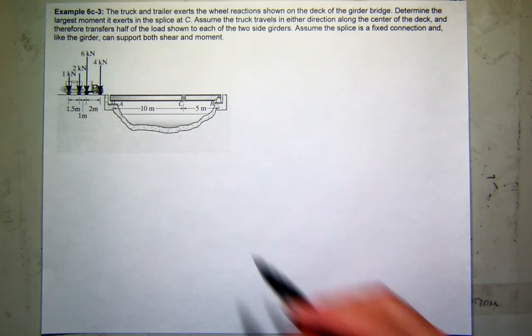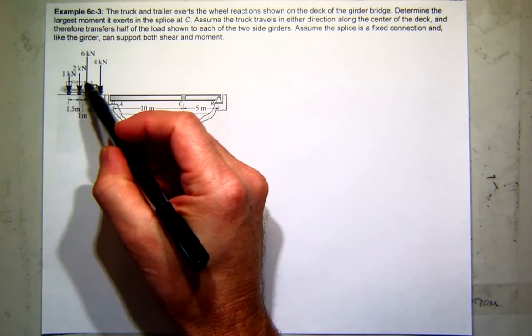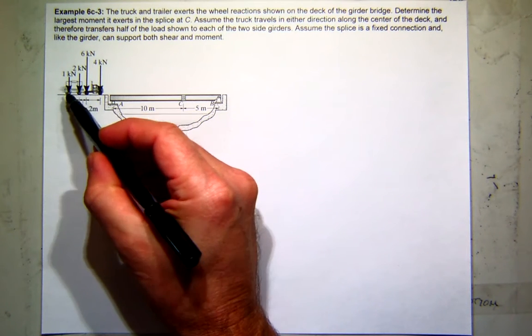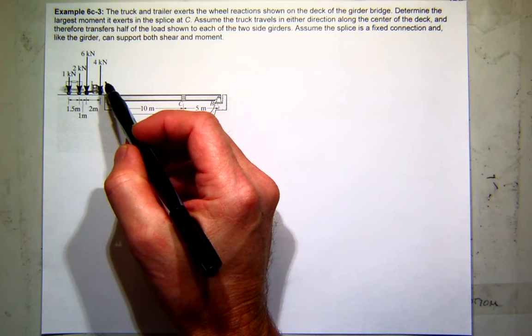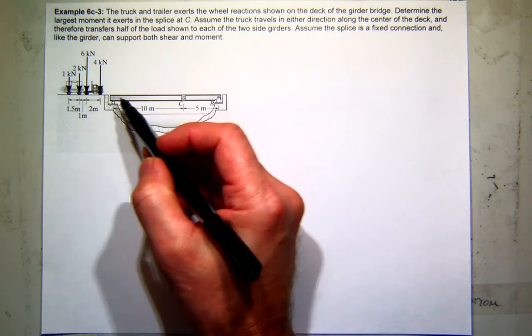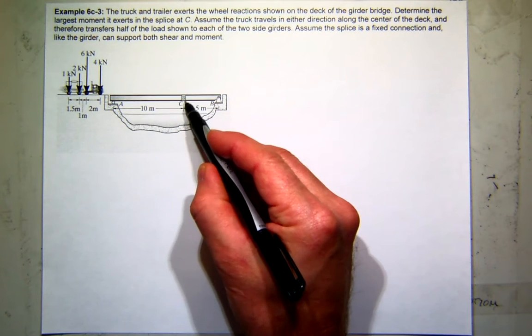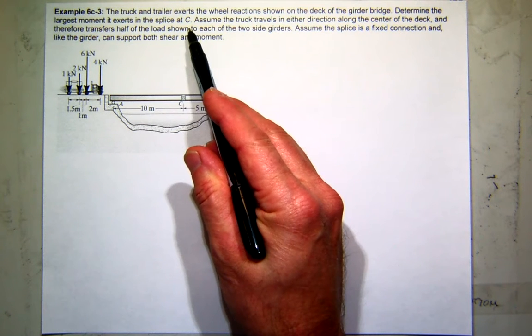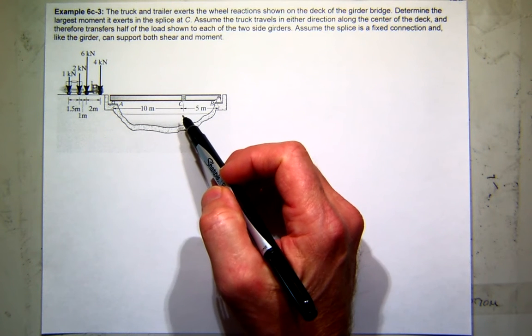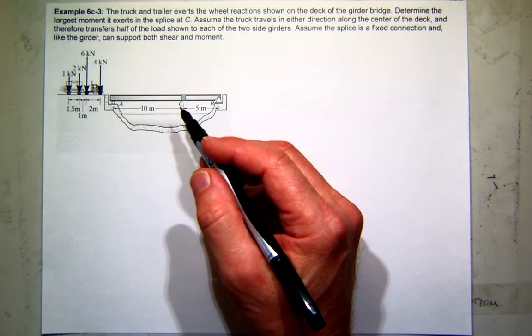Okay, so we have a problem here. It looks like a truck and a trailer. We have a set of 4 loads at various distances going across this 15-meter beam, and at C is a splice. So we're interested in the moment at that splice. That's a good application of influence line.